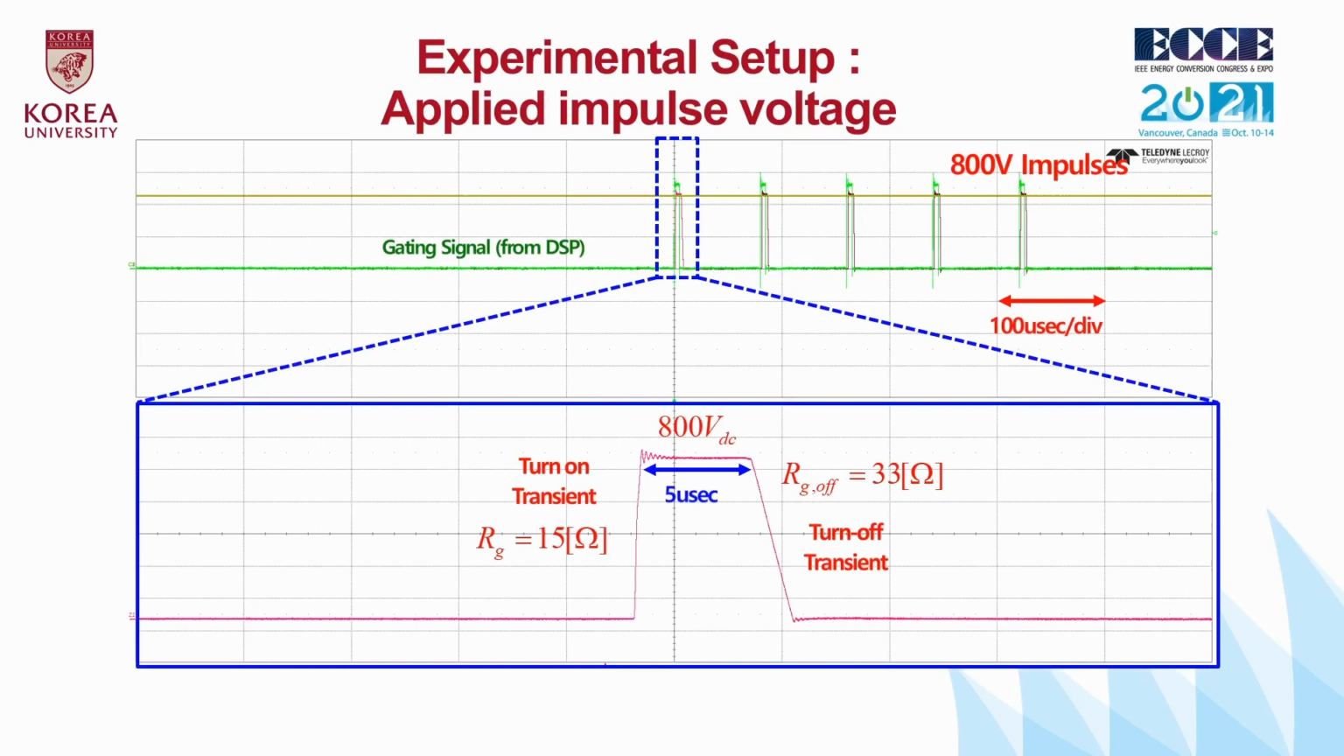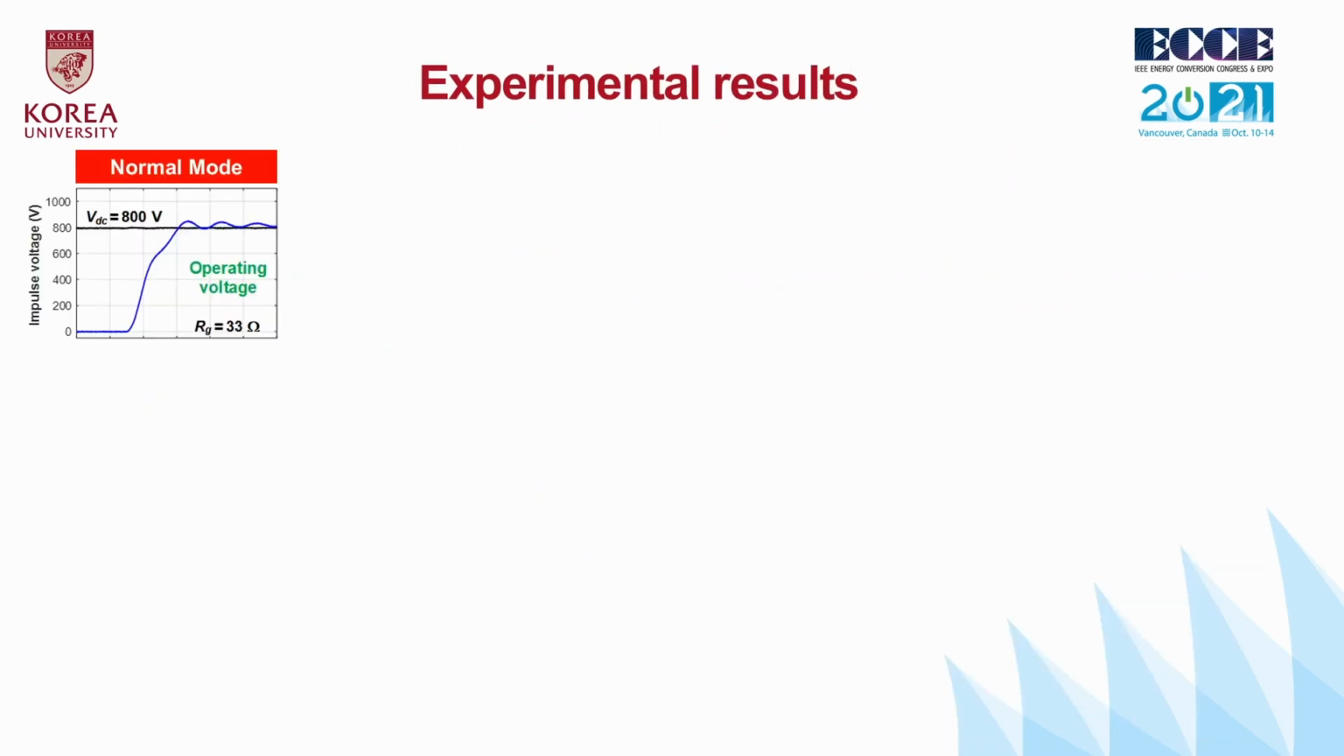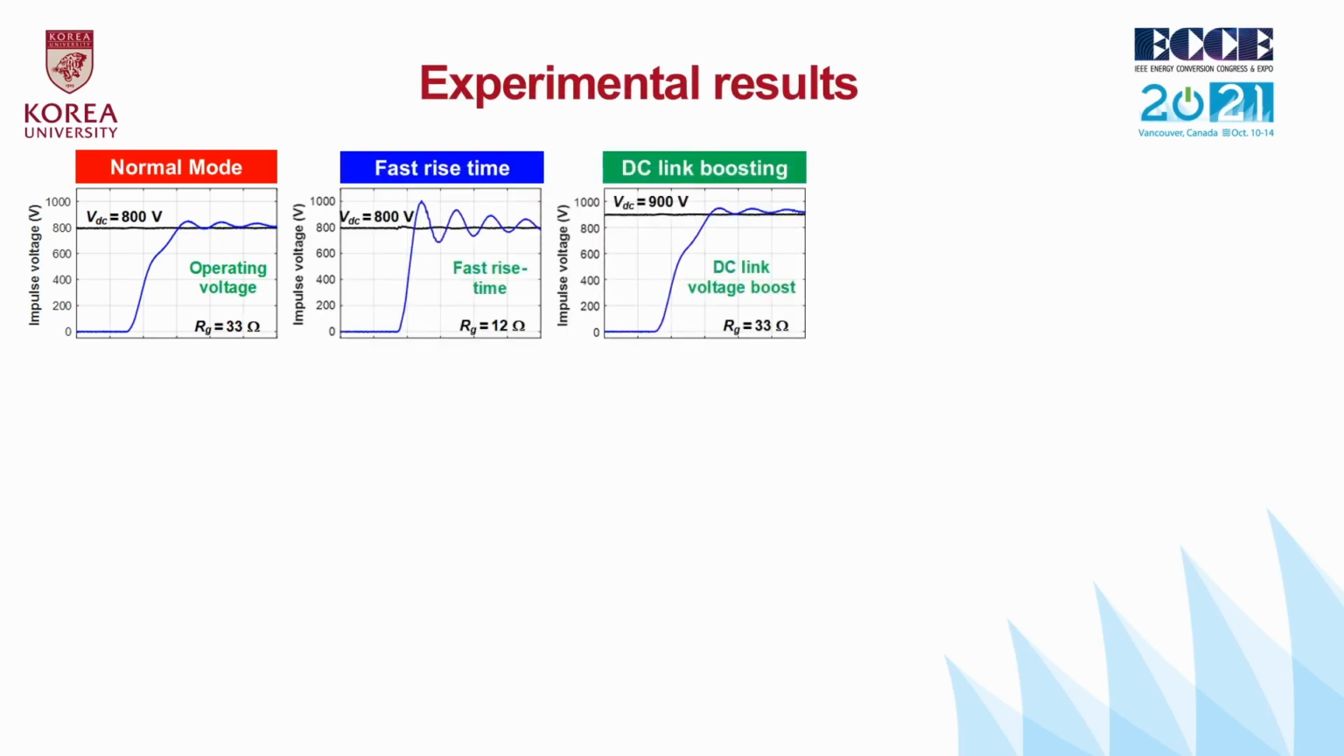For the case where VDC is 800 volts and RG is set to 15 ohm during turn-on, 5 impulses have been applied at 100 microsecond intervals for testing. It is only necessary to apply a small number of short-duration pulses, thus minimizing the testing stresses. The two methods for increasing the impulse voltage were tested independently. For fast turn-on operation, the gate resistance of high-side switches was changed from 33 to 12 ohms. And for the DC link voltage boosting, the DC input reactor and braking chopper were reconfigured to boost the DC link voltage from 800 to 900 volts.